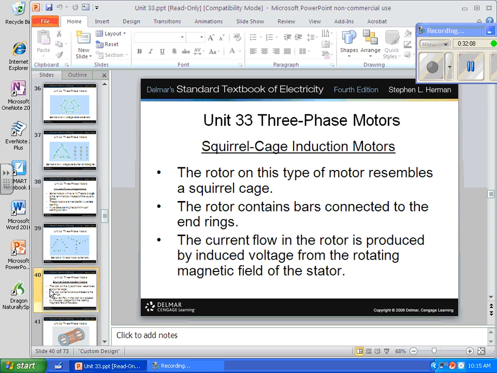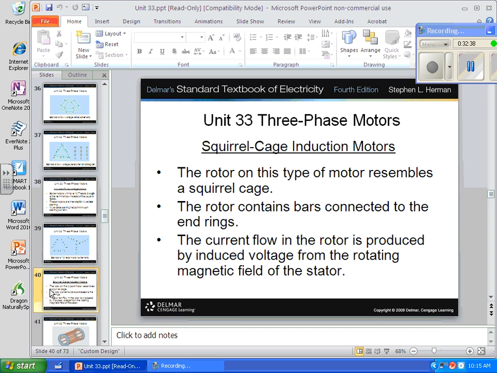Okay, squirrel cage induction motors. The rotor contains bars, aluminum bars, and they're surrounded. Now you can't see the bars generally speaking. You cut off the end of them, you can see the aluminum bars sticking out. Why can't you see the aluminum bars? They're surrounded by iron plates. Why are they surrounded by iron plates? To increase the electromagnetic coupling between that bar and the winding that's energizing it.